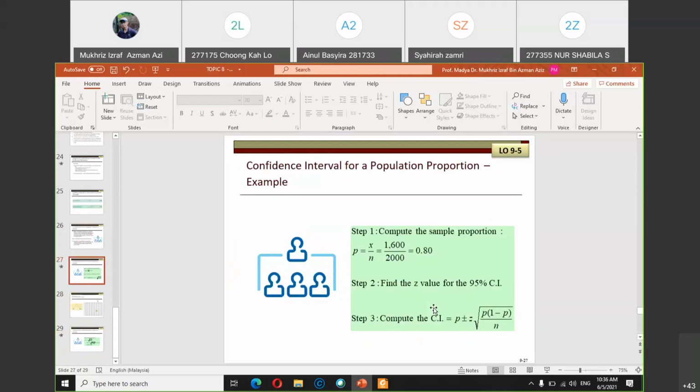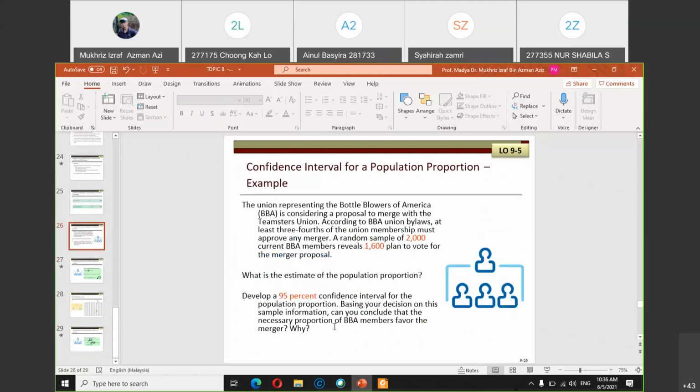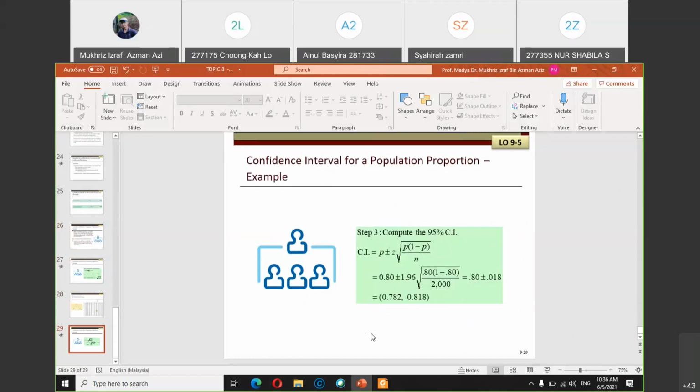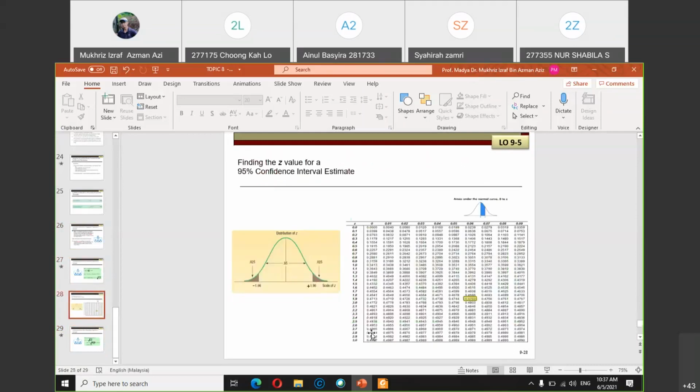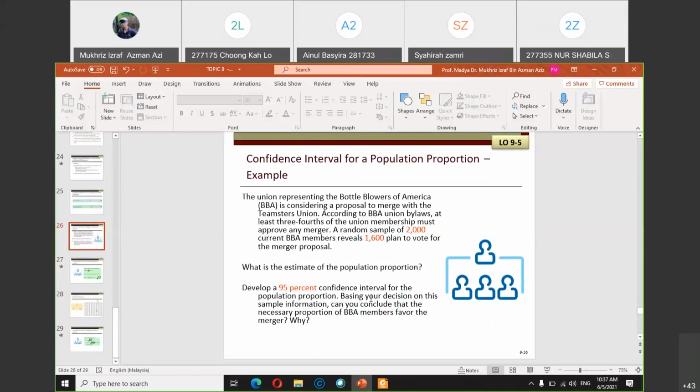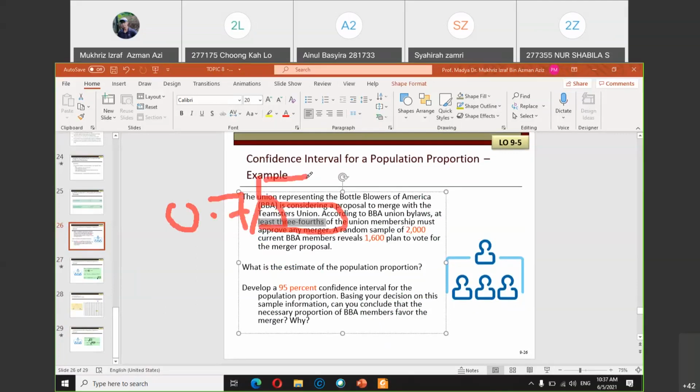The second part of the question: based on your decision on this sample information, can you conclude that the necessary proportion of BBA members is at least 3/4? 3/4 means 75%. So here you need to refer to the statement. 3/4 means at least 0.75 must favor or support the merger plan. 3/4 means the proportion must be 0.75.